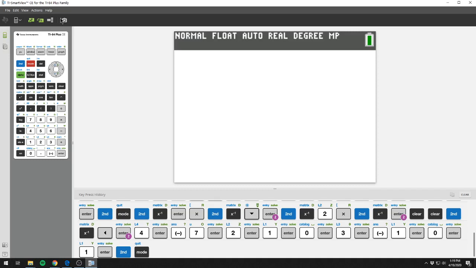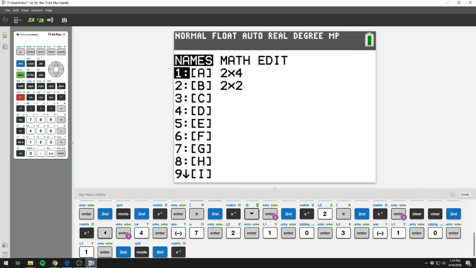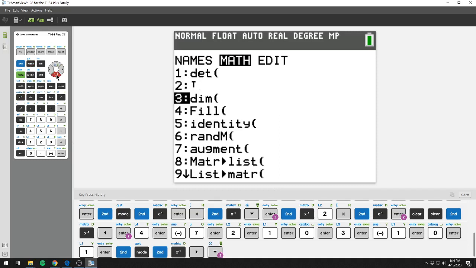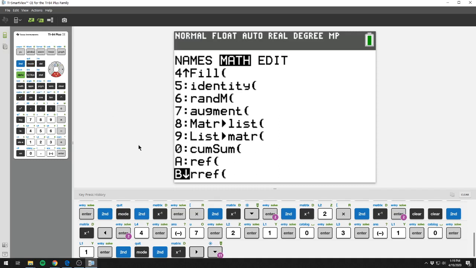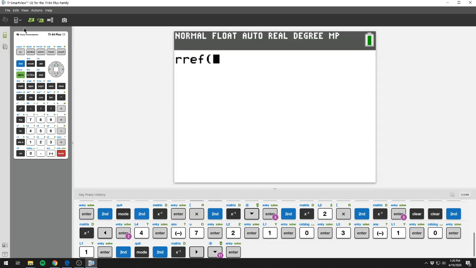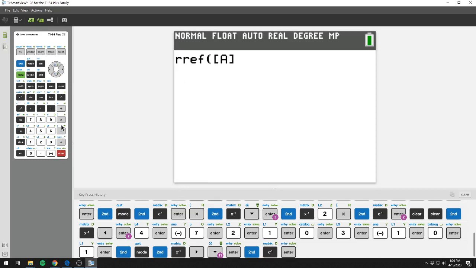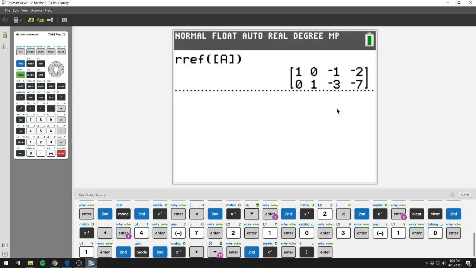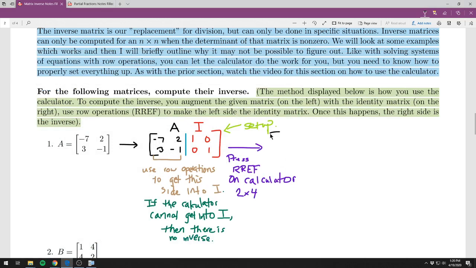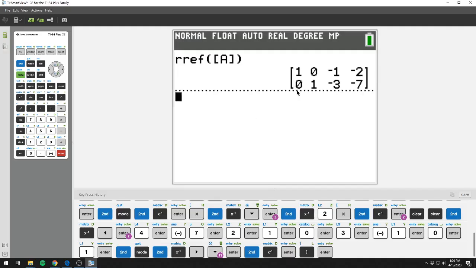So go to our calculator, hit the matrix menu. RREF is under the math menu. It's down quite a bit. Make sure you do RREF. And the matrix I made, my 2x4, is matrix A. Make sure you use the right one. And I'm going to go ahead and write down what we got here. So our first row is 1, 0, -1, -2. I'm going to separate it like we had before. And the second row is 0, 1, -3, -7.